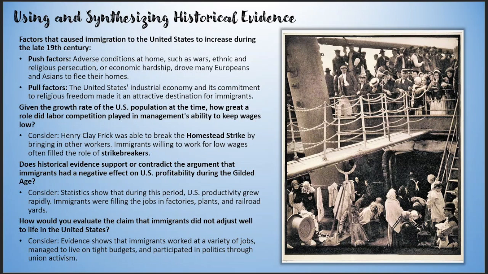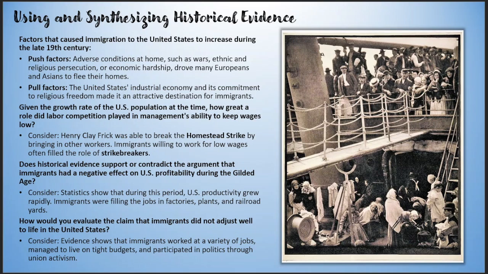And given the growth rate of the U.S. population at the time, how great a role did labor competition play in management's ability to keep wages low? So a consideration in answering this question is that Henry Clay Frick, for example, was able to break the Homestead strike by bringing in other workers. And immigrants willing to work for low wages often filled the roles of strike breakers. So labor competition does seem to have played a considerable role in management's abilities to keep wages low.